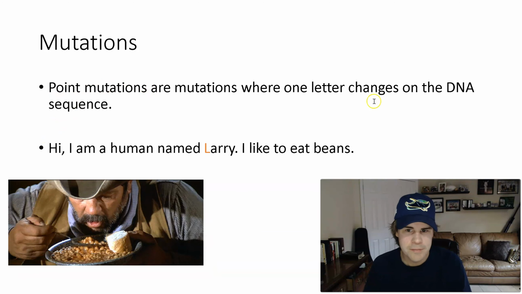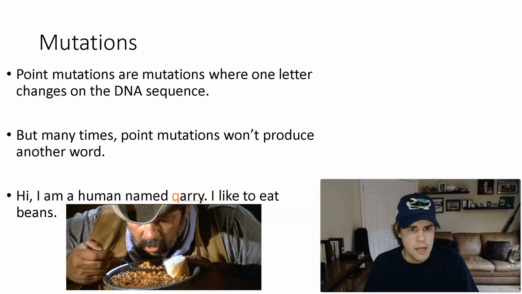Point mutations. 1 letter changes. So for example, I'm a human named Larry. Most of the time, point mutations can be really dangerous, like sickle cell anemia, but most of the time they're neutral. They don't really change or do anything. Point mutations: Hi, I'm the human named Larry.